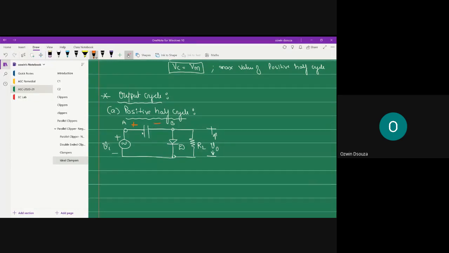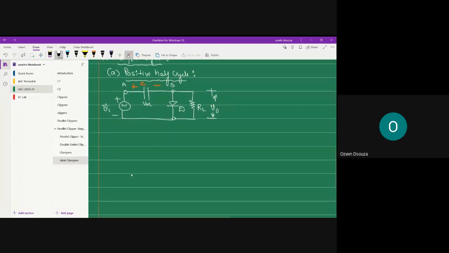Okay, so what you have to do is treat this capacitor as a DC voltage source. And what is the capacitor voltage? The capacitor voltage is Vm volts. That's all you have to write. Now you tell me, in the output cycle, what happens to the diode conduction? Will it be forward biased or reverse biased?